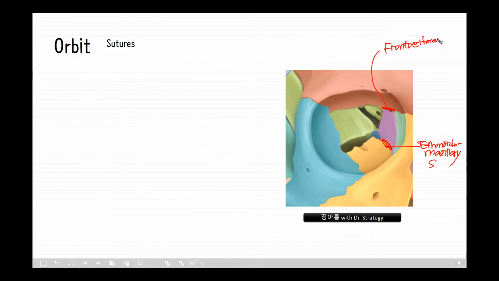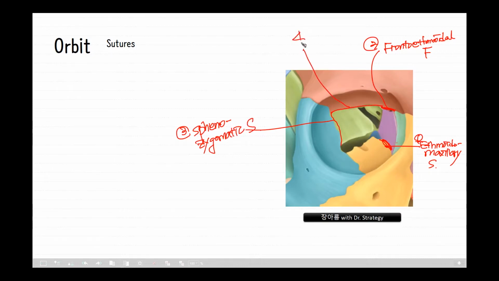Frontoethmoidal foramen. And sphenozygomatic suture. This is the sphenozygomatic suture. And the sphenofrontal suture. This one.